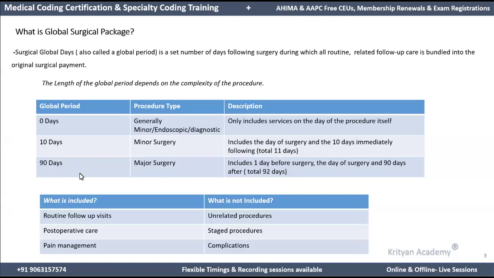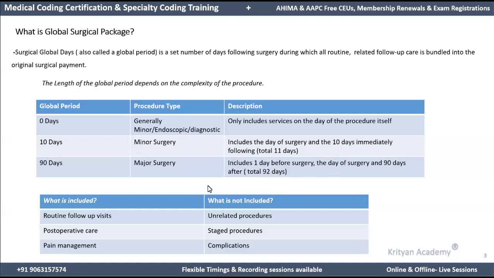The 90 days global period is mainly for major surgeries, and this includes 1 day before surgery, which we call the preoperative visit, the day of surgery, and 90 days after surgery. Total 92 days. So for major surgeries, the preoperative visit, the day of surgery, and the 90 days after surgery make a total of 92 days global period.